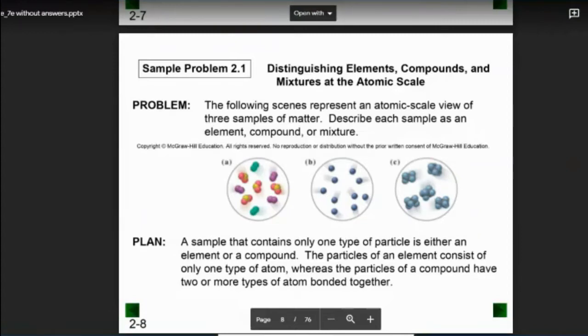A is pretty simple to see. You have elements, you have compounds, you have different kinds of elements all together. Okay, so that would be a mixture. B, they're all singular, but they're all the same. So they're atoms for sure, and they're elements. And C, you can see there are blue spheres and a big black sphere, right? So that one would be a combination together chemically of 2 elements, which makes it a compound. So we have the same compound inside there, but 2 different elements make up the compound.